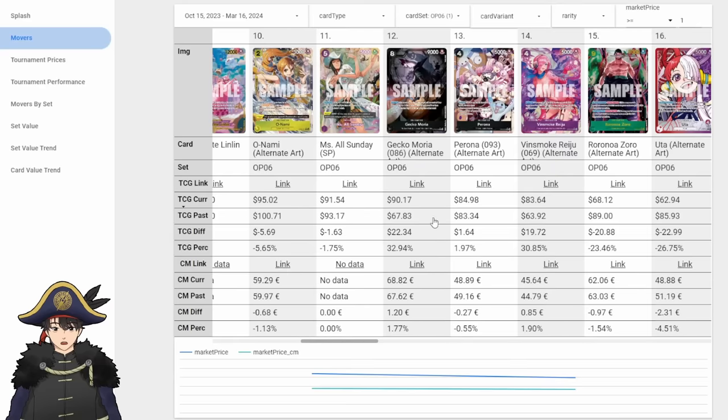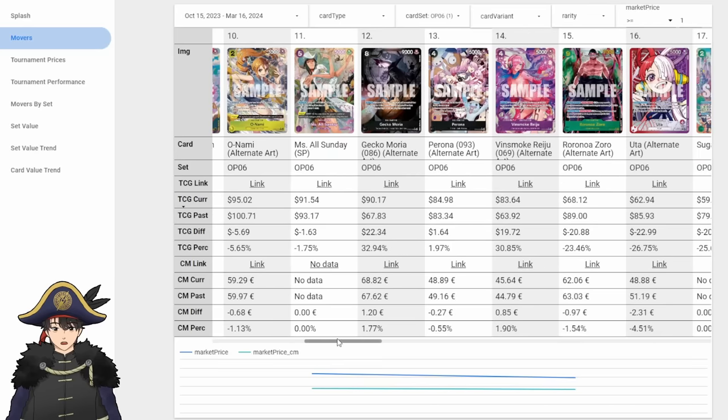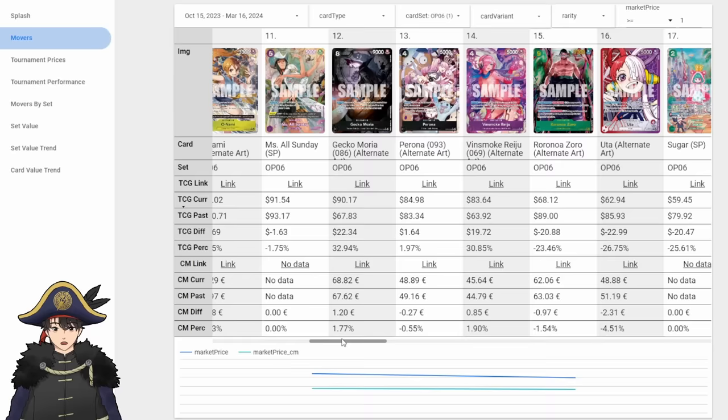Alt art Komoria is up too. It's up $22 since yesterday. For some reason, it was $67. This is the meta card in 06, so that explains that. 2k counter Perona is also the next highest.